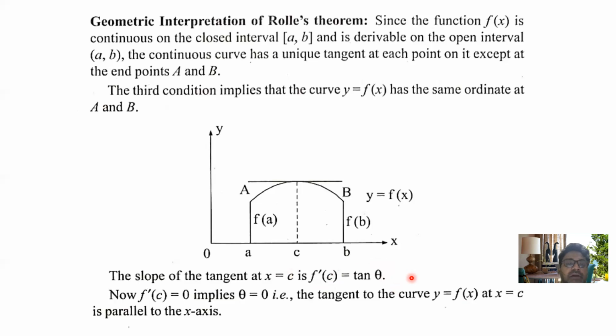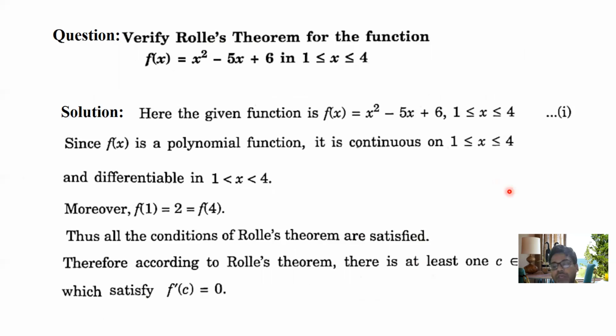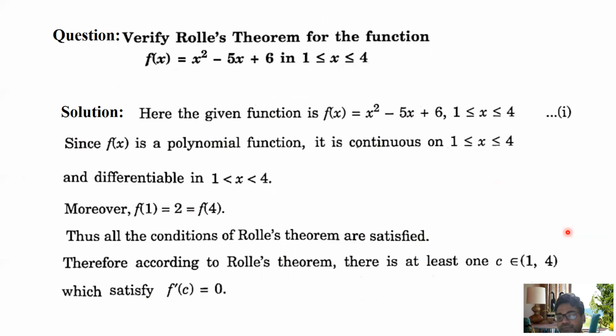Now try to understand with some example what type of question you can see from here. Try to understand, very easy. Now the verification part. Question: verify Rolle's theorem for the function f(x) equals to x square minus 5x plus 6 in 1 less or equal to x less or equal to 4. So from the given question, you just have to check whether all three conditions of Rolle's theorem are satisfied or not by the function f(x).